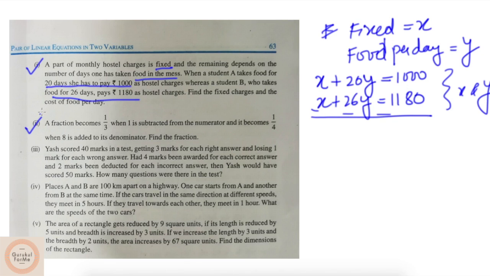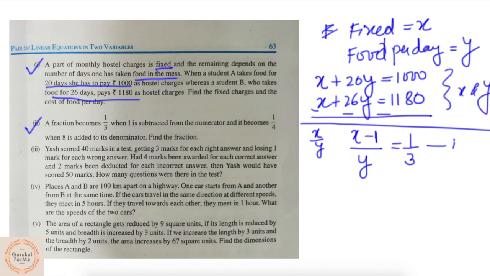Let's look at number 2. A fraction becomes half. What is a fraction? The fraction is X by Y. It says the fraction becomes 1/3 when 1 is subtracted from the numerator. What is the numerator? X. You subtract 1 from here, and you keep the denominator as it is, so it becomes 1 by 3. This is equation number 1. Now it becomes 1 by 4 when 8 is added to the denominator, so y plus 8.